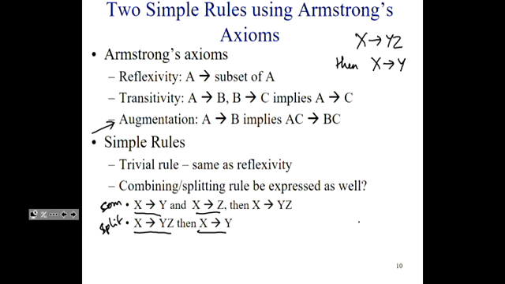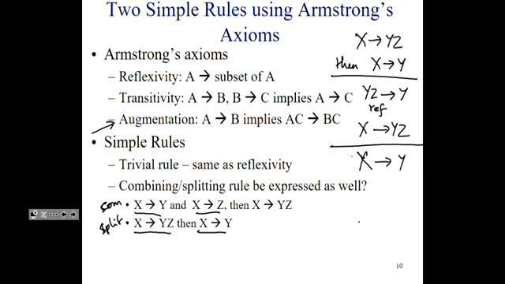Yep. yz implies y, so we can use transitivity to say that x implies y. Absolutely. So yz implies y. Why is that? Reflexivity, right? So yz implies y. So this is via reflexivity. And since we have yz implies y, that with x implies yz, applying transitivity, you have x implies y, right?